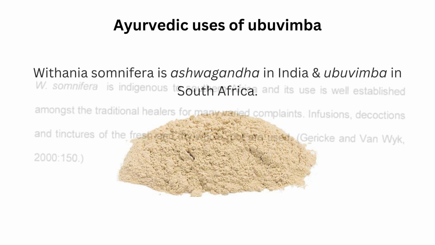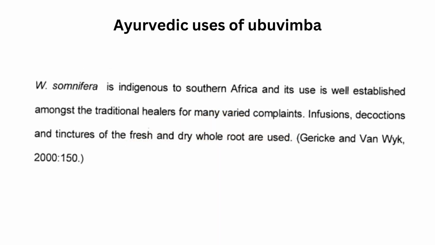In South Africa, Ubuvimba is used to make an infusion. This is when you add hot water to a plant material. It's also used to make a decoction. Decoction is when you boil plant materials in water. It's also used to make tinctures. Tinctures is when you add plant materials to alcohol.